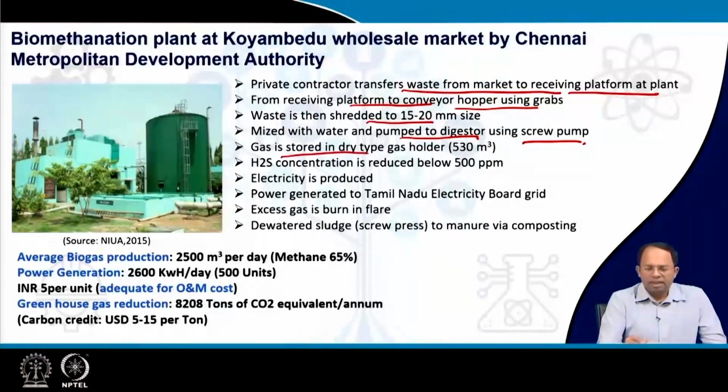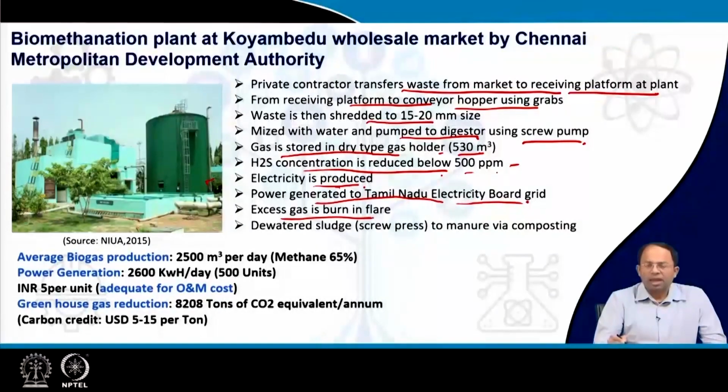The gas that is generated is stored in a dry type gas holder of 530 meter cube. You can see it over here. H2S concentration is reduced to below 500 ppm, and once that is done, we can produce electricity using this gas. The power generated is taken to the Tamil Nadu electricity board grid. Now, H2S has to be removed, but CO2 can remain because we are just burning the gas for power generation.